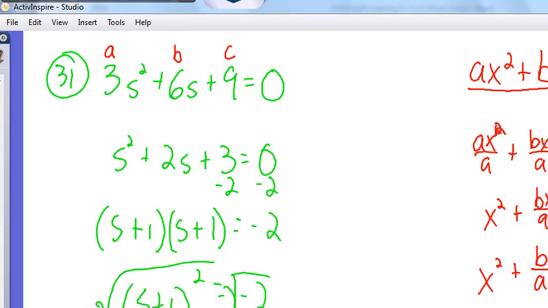Just for it to look a little better, let's do it this way. Just kind of switch the order around. And we don't need to say plus and negative. We'll just say minus. So we have b squared minus 4ac over 4a squared.